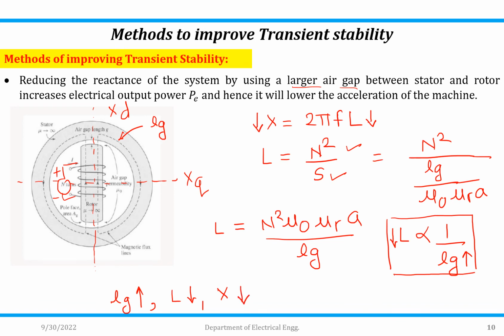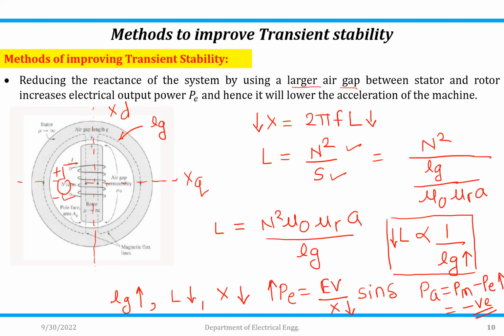So you know that PE equals EV upon X into sine delta. So reduction in the X, what will happen? Increase in the electrical output power, that is PE. And again we know accelerating power PA will be equal to PM minus PE. So with an increase in the PE compared to that of PM, what will you get? You will get the answer as negative, that is nothing but deceleration.